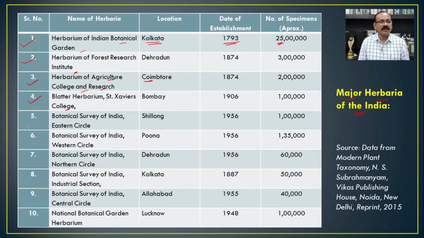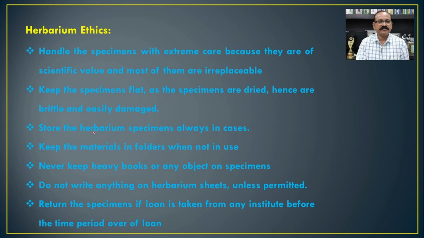Then Botanical Survey of India Eastern Circle Shillong, Western Circle Pune, Northern Circle Dehradun, Industrial Sector Kolkata, Central Circle Allahabad, and the National Botanic Garden Herbarium from Lucknow. So these are the major herbaria of our country.